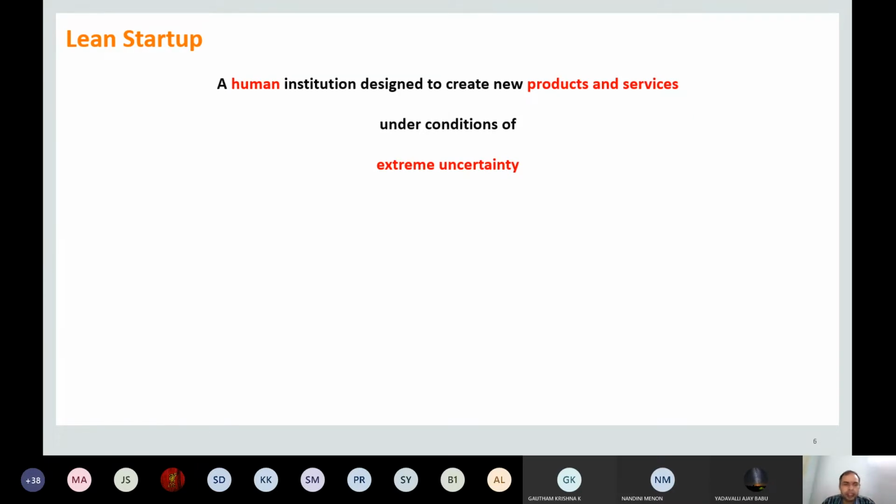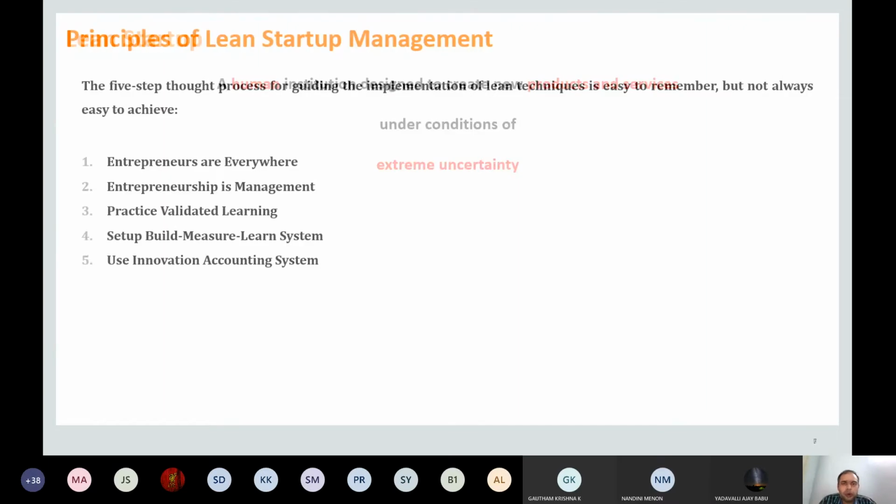Okay, so now we will discuss what lean startup management is and what the 5 principles of lean startup management are. First, entrepreneurs are everywhere. Next, entrepreneurship is management. Practice validated learning, set up a build, measure, learn system, and use the innovation accounting system. So if you observe, these are the 5 principles of lean startup management. Now let us discuss them one by one.